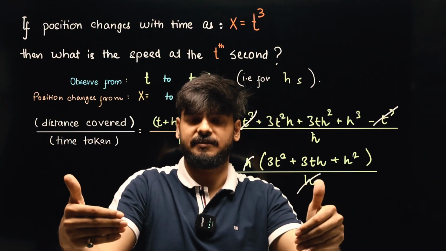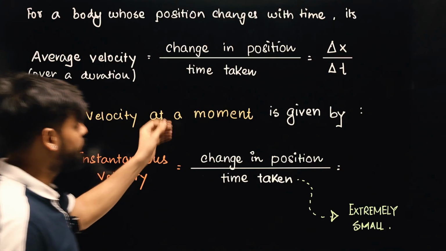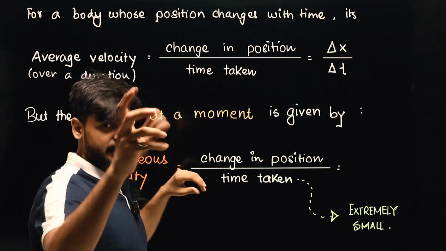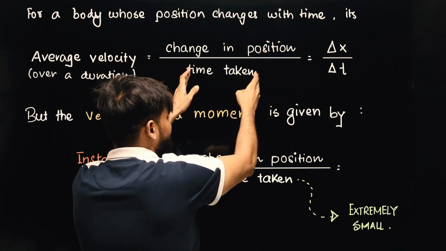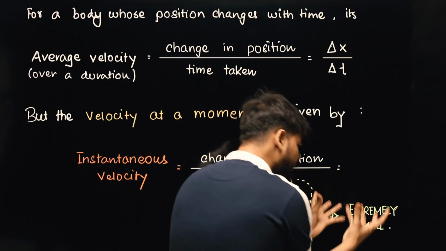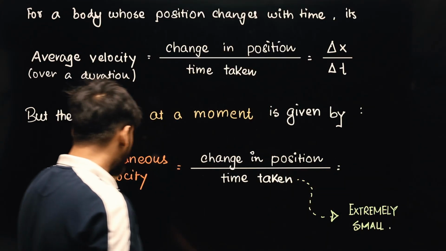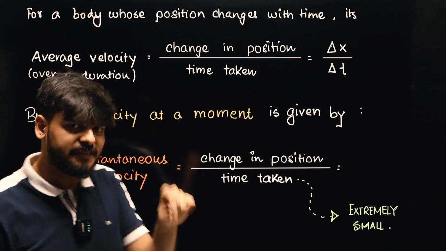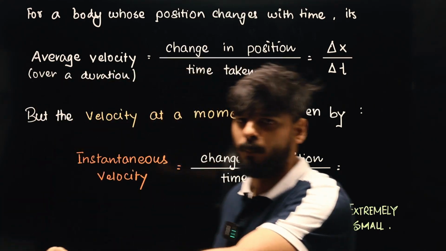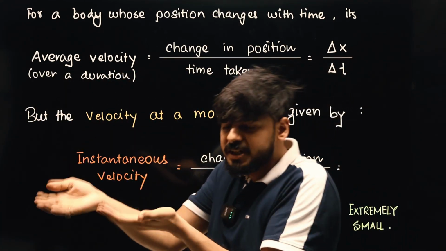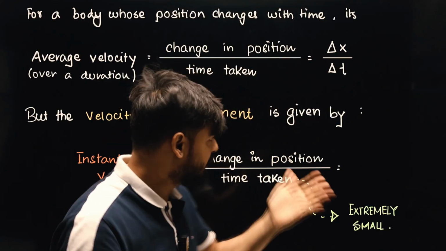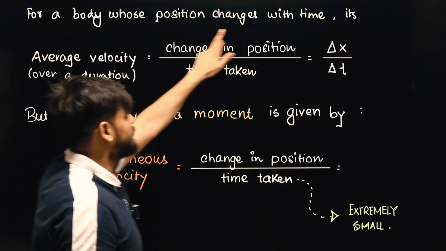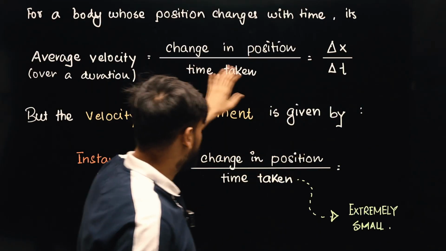In our examples, the differentiation of position with respect to time, that is measuring this ratio, change in position by the time taken, where the time taken is extremely small, allowed us to calculate the velocity at a certain moment. And so we say that the velocity of a body at a certain moment is the differentiation of its position with respect to time. In fact, in class 9 also you were making these calculations, change in position, which is basically displacement, divided by time taken.